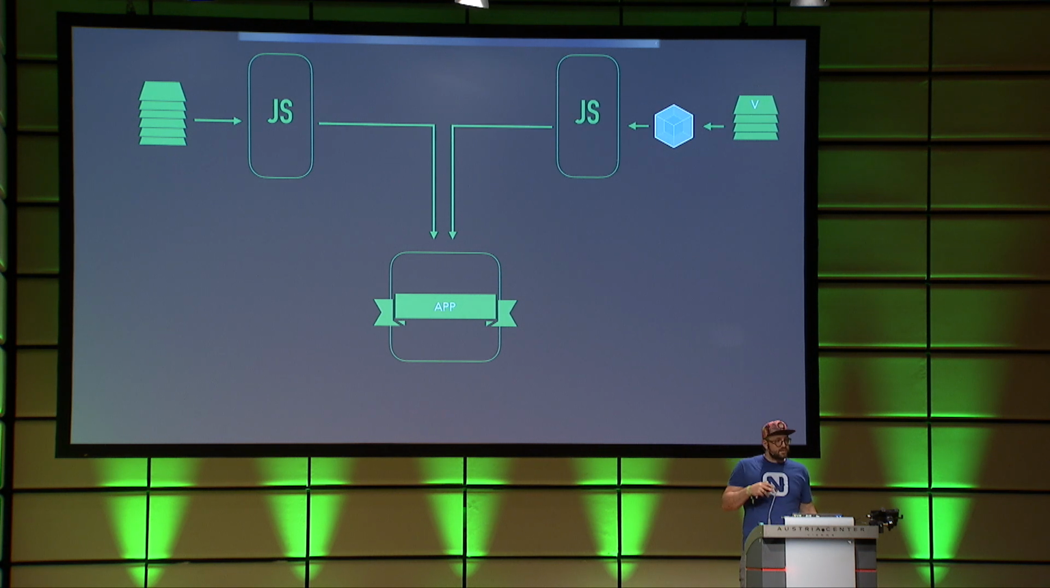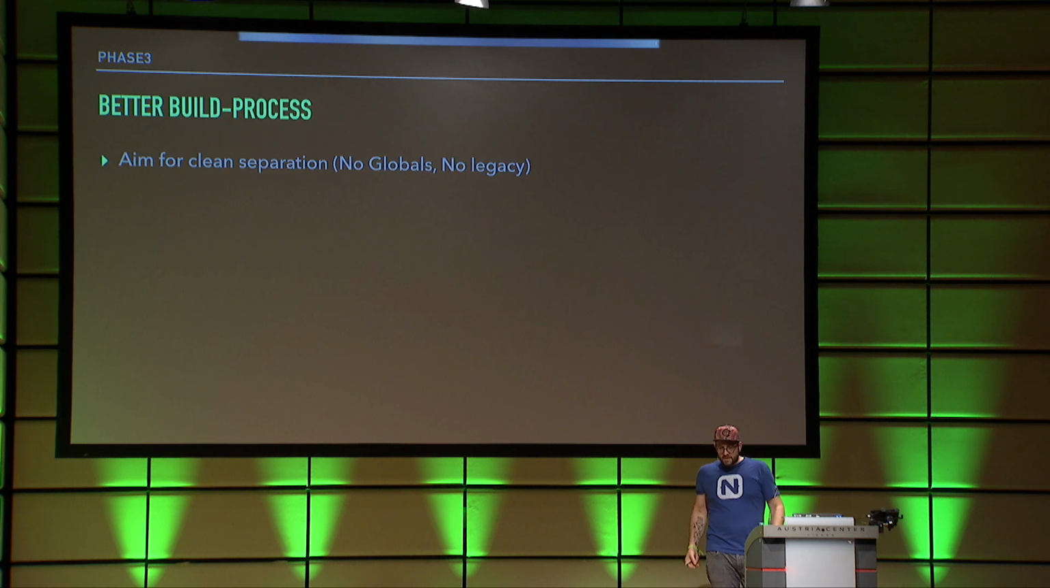So that's perfect for us to build up our new ideal build process in parallel, where all our new Vue files are going to be served through Webpack, where we have fine control over everything. And the important piece here is there shouldn't be any kind of dependencies between those systems. So aim for a very clean separation. There shouldn't be any globals that bleed over. Don't try to port, oh, I wrote this library, just port it over.